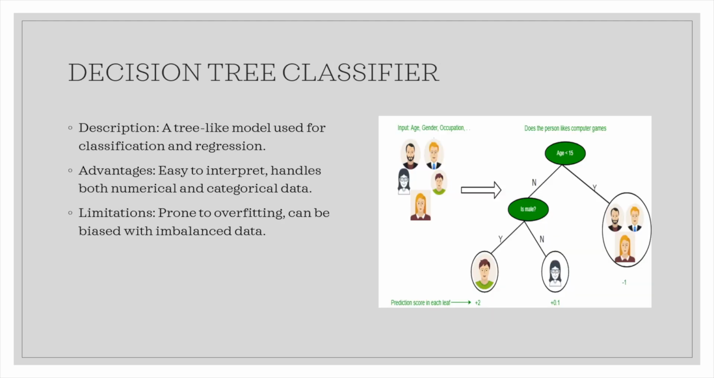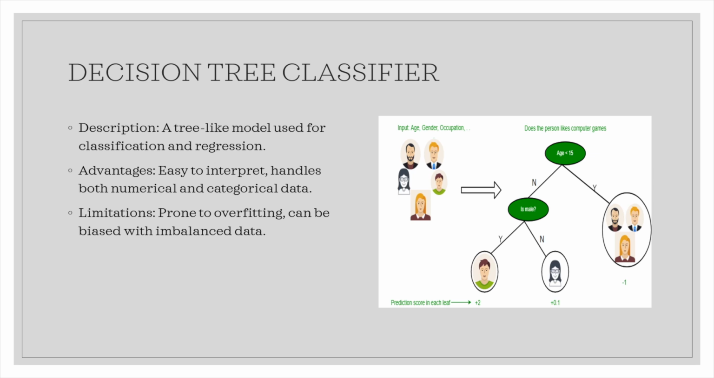Now let's take a look at the decision tree classifier. A brief description can be: a decision tree classifier is a supervised machine learning model that is used for both classification and regression tasks. It mimics human decision making and provides a clear and intuitive representation of data. So it is a tree-like model used for classification and regression.